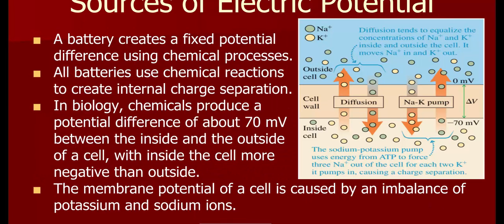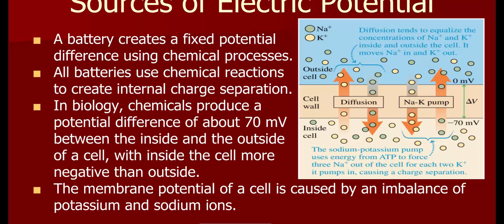Sources of electric potential. A battery creates a fixed potential using a chemical process. Okay? All batteries use chemical reactions to create an internal charge separation. In biology, chemicals produce a potential difference of about 70 millivolts between the inside and outside of a cell, with the inside of the cell being more negative than the outside. The membrane potential of a cell is caused by an imbalance of the potassium and sodium ions.